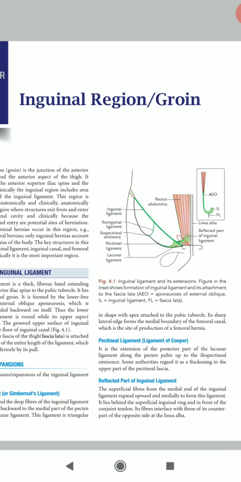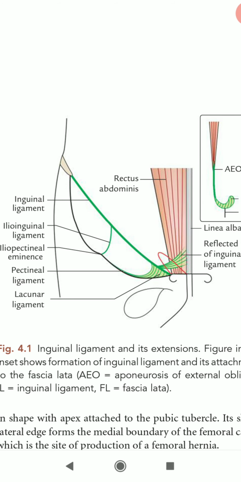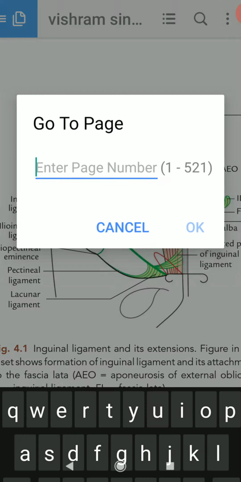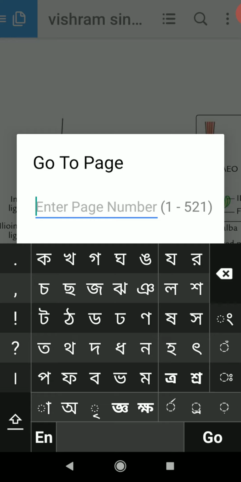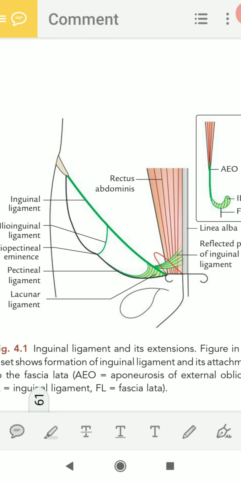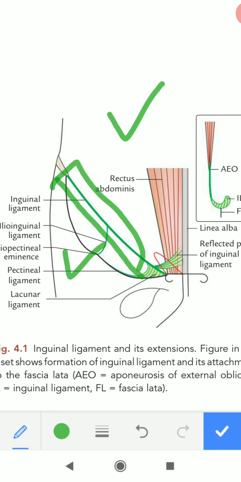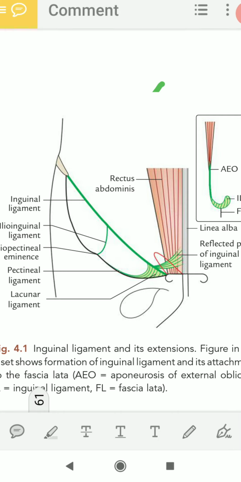Which portion of our body is called the inguinal region? The inguinal region is the junction of the anterior abdominal wall and the anterior aspect of the thigh. So the inguinal region is nothing but the area that is the junction between the anterior abdominal wall and the anterior aspect of the thigh. So this area is the inguinal region.